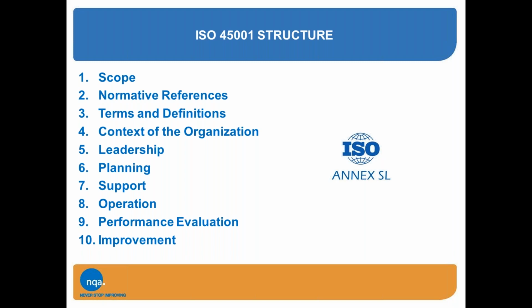Section 2 is the normative references, which relate to what the standard refers to and how it links to other standards, etc. Section 3 are the terms and definitions used within the standard, which is an important element to understand. But from an operational point of view and from an assessment point of view, it's sections 4 to 10 that we're really interested in. So section 4 being the context of the organisation, 5 leadership, 6 planning, 7 support, 8 operations, 9 performance evaluation, and 10 improvement.